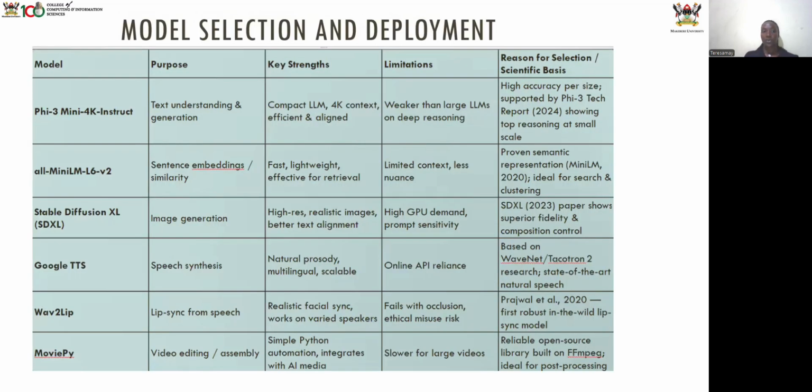So allow me to proceed to the model selection. When it came to the model selection, we chose models depending on our goals and objectives, considering their purpose, key strength, and also limitations. So this table gives an overview of these models and why they were selected for our pipeline. For example, some were fast, lightweight, efficient, scalable, which would work for our system.